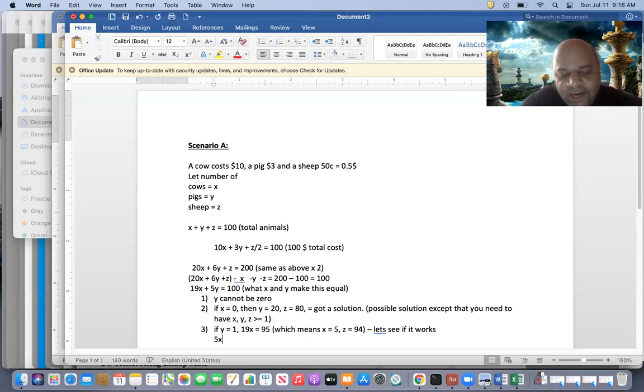$10 plus y is equal to 1, 1 into $3. That is 53, plus 94 into 0.5. 0.5 into 94 means 47. So 53 is equal to 50 plus 3, plus 47 is equal to 100. So you have got a solution here, right?